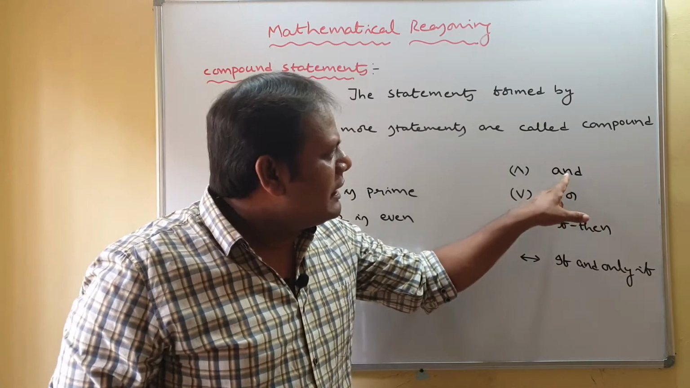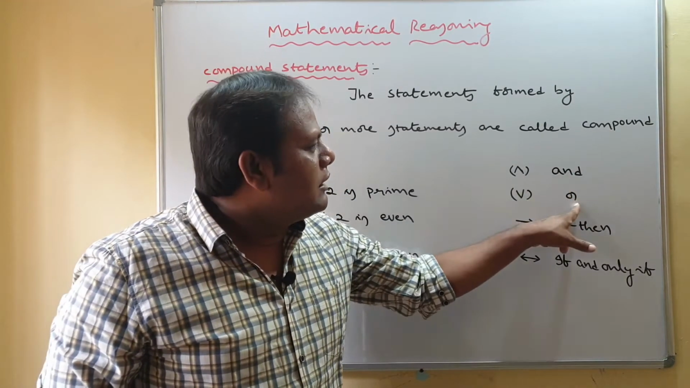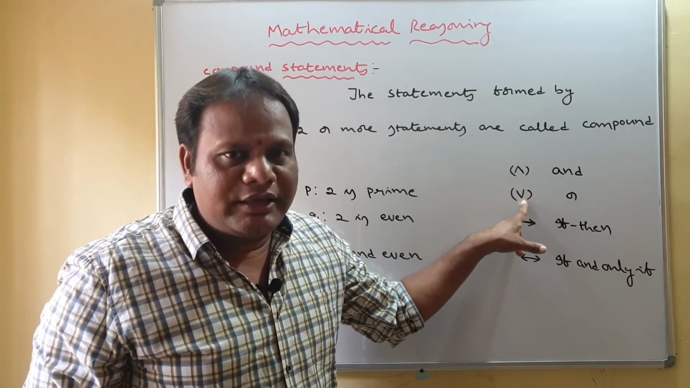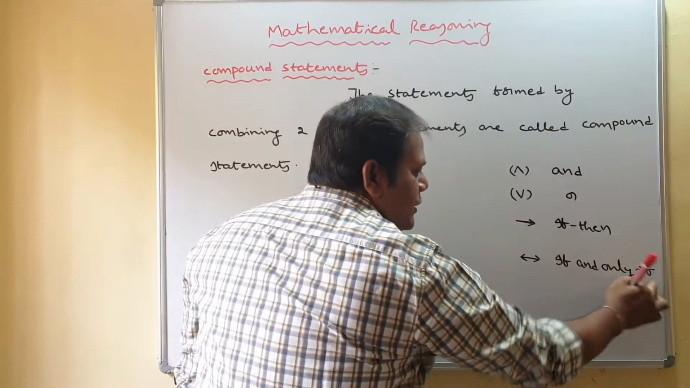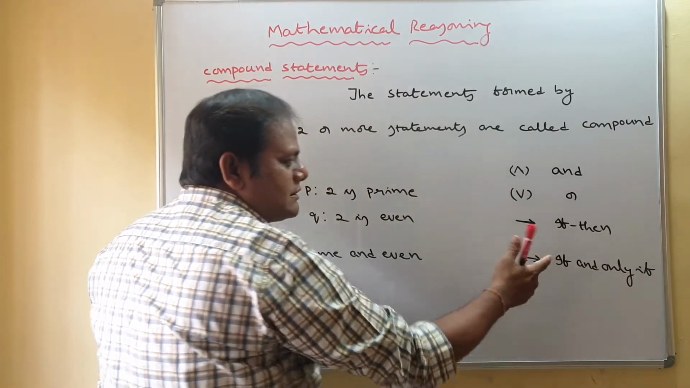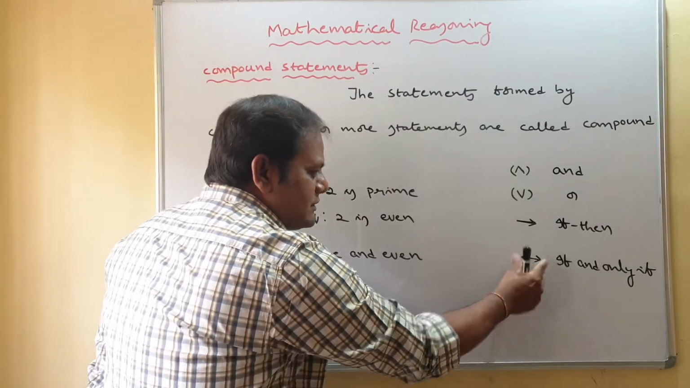Here, 'and' is like intersection. This is the symbol for that. 'Or' has this symbol, like union. 'If then' is implies. 'If and only if' is the biconditional statement. This is the symbol for if and only if.